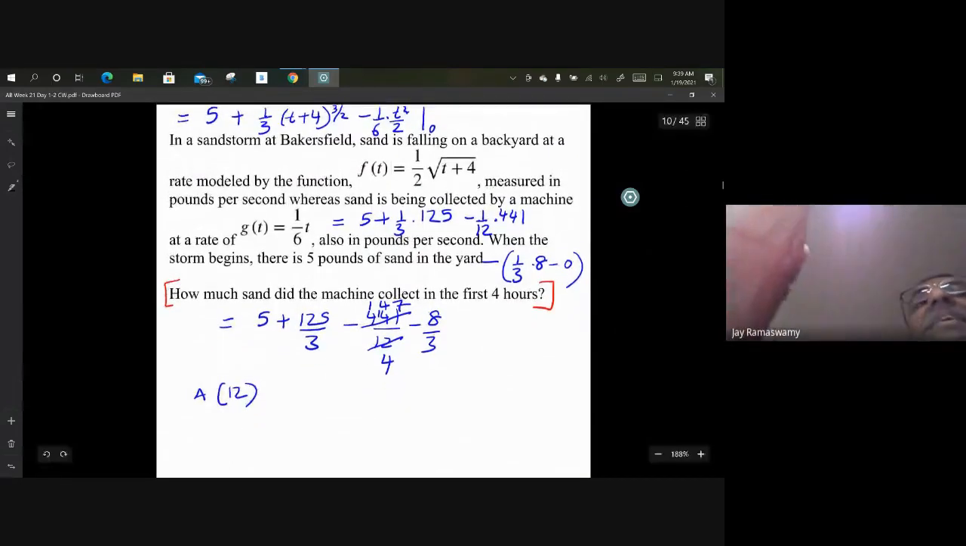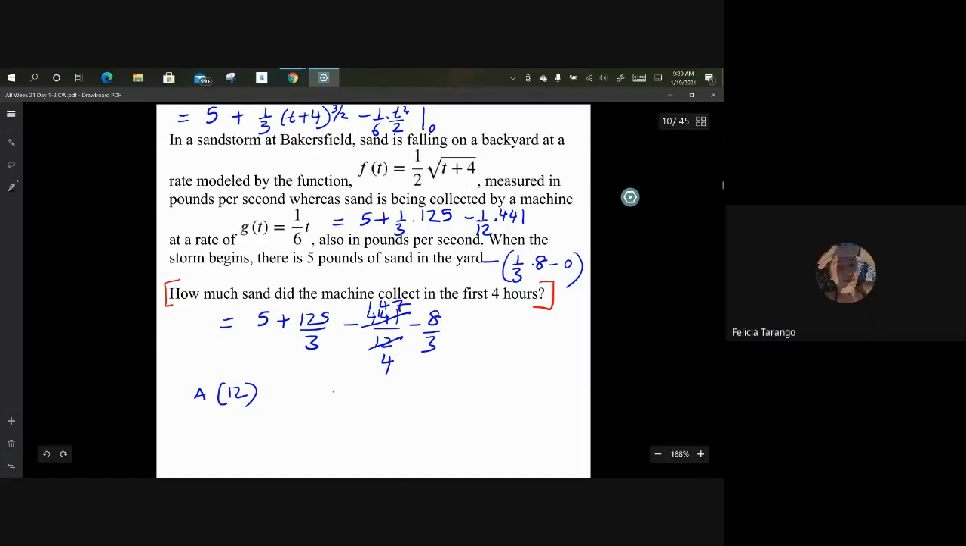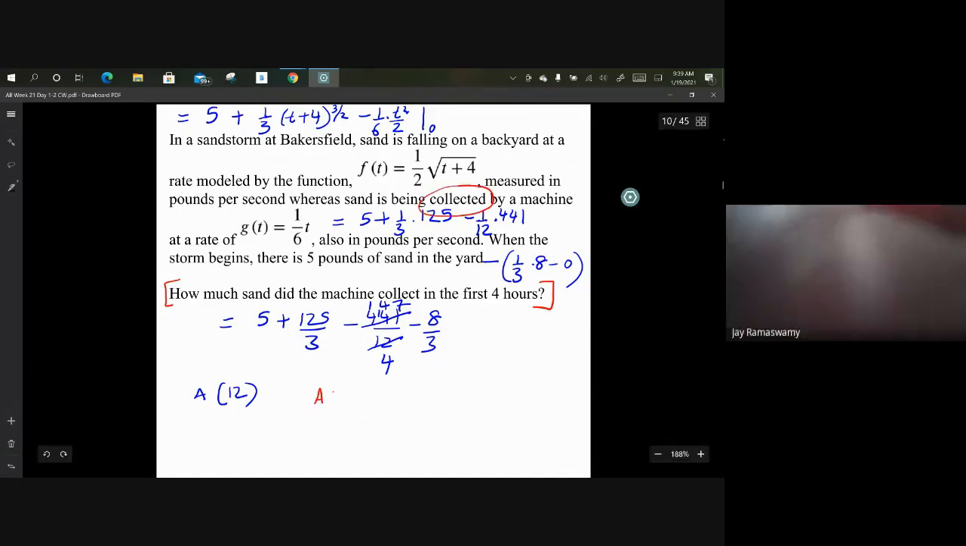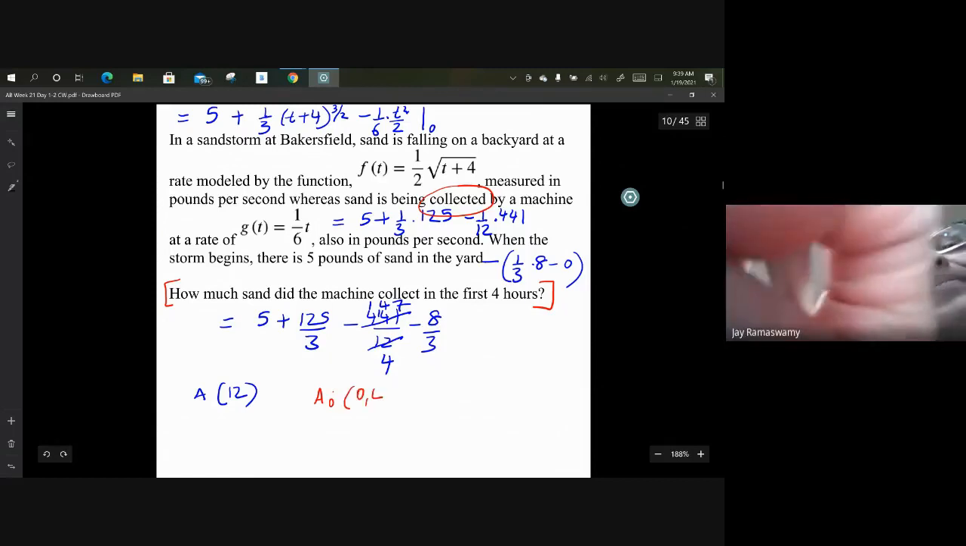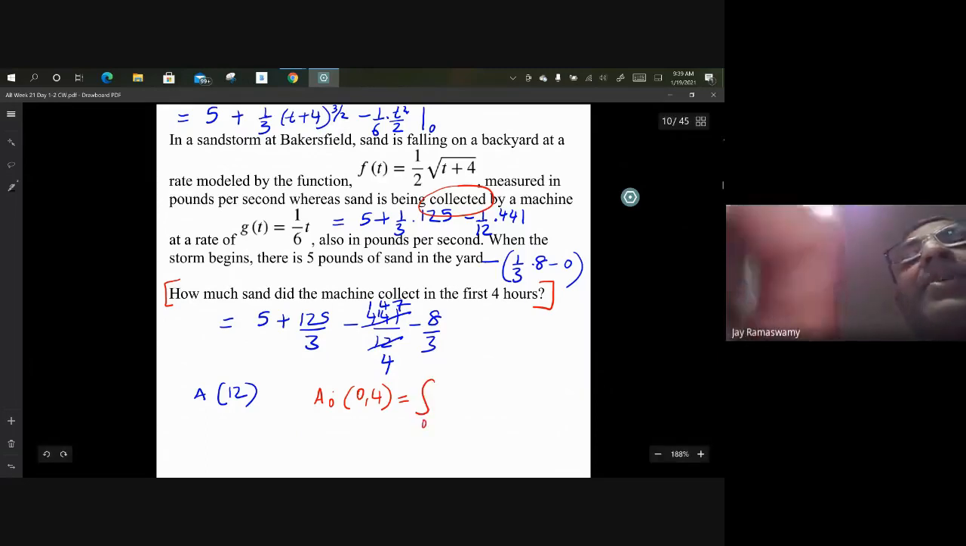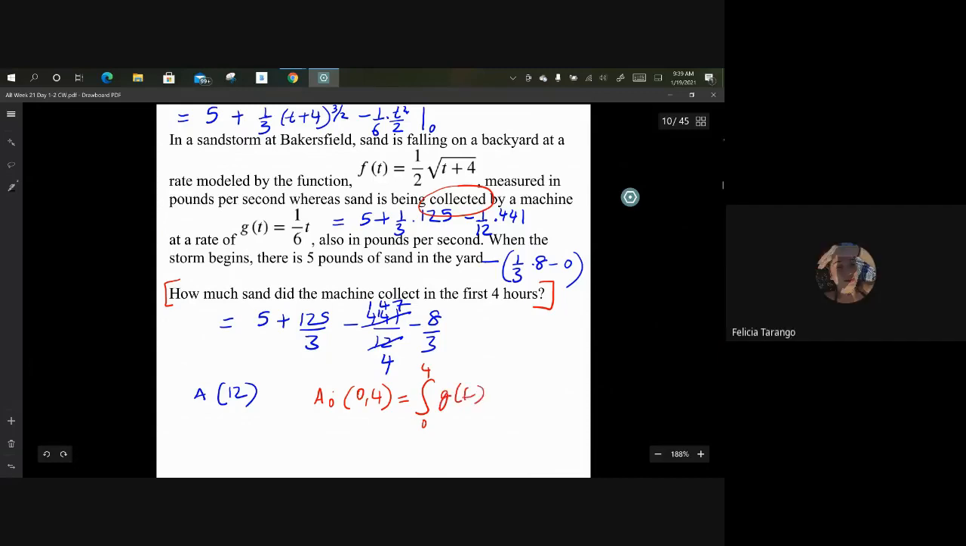How much sand does the machine collect? Okay, those of you who got the hang of it, what do they want? Amount in? Amount out. Amount out, correct? Mr. Rango, collect is the amount out. Yeah, my bad. Okay, the amount out from 0 to 4. And how do we find the amount out? Integral from 0 to 4 of the rate out function, which is G, g of t dt.